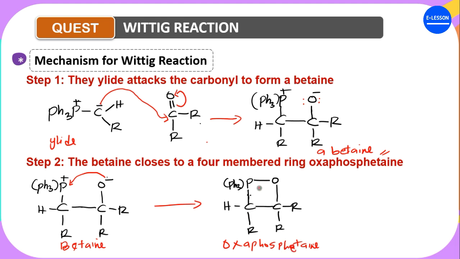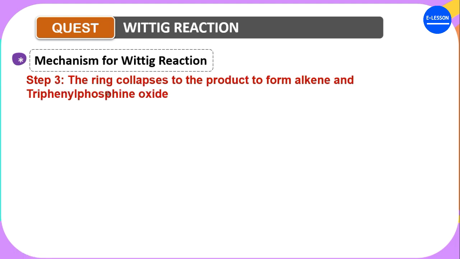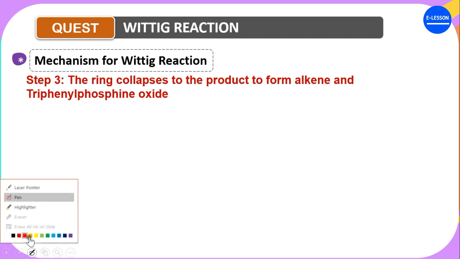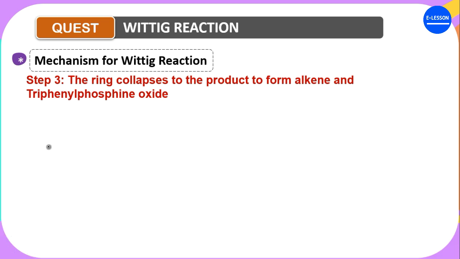Now the last step: the ring collapses to form the alkene and triphenylphosphine oxide. Now how does that happen? The ring we had was something like this. We had carbon, then we have phosphorus bonded to oxygen, then we have the phenyl groups, right? Then we have arrows.